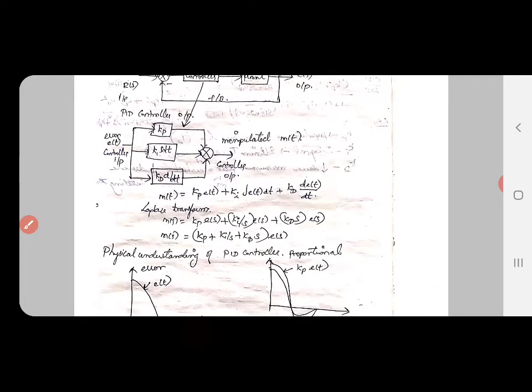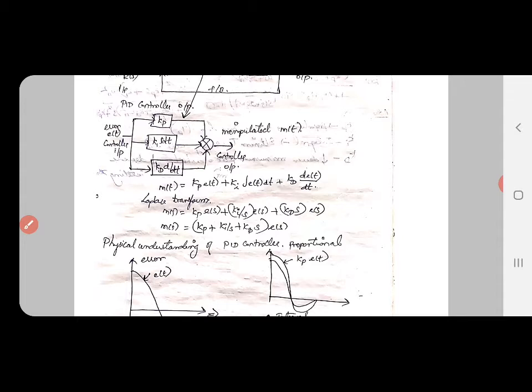Then we consider the m(t) equation, which is Kp into e(t) plus Ki into integral of e(t) dt, and then Kd into d e(t) by dt. Then taking the Laplace transform, M(s) is equal to Kp into E(s) plus Ki by s into E(s) plus Kd s into E(s). Then M(s) is equal to Kp plus Ki by s plus Kd s, into E(s).